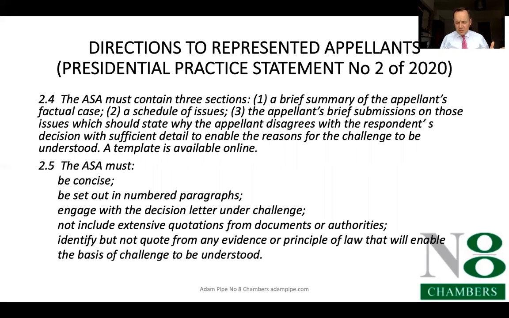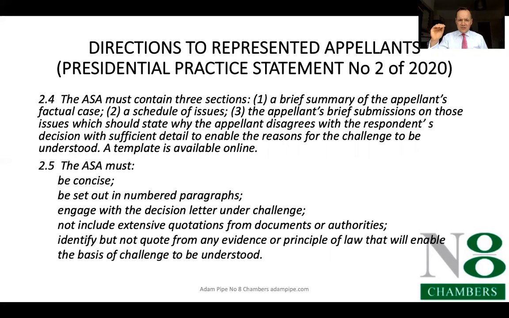A template is available online. And we know it's important because now the ASA is not just for the appeal, but the respondent will review it before the appeal. So it may lead to issues being conceded. So I think an important structure now is to follow that summary, schedule, submissions, the 3 S's, and literally stick that up in front of you.